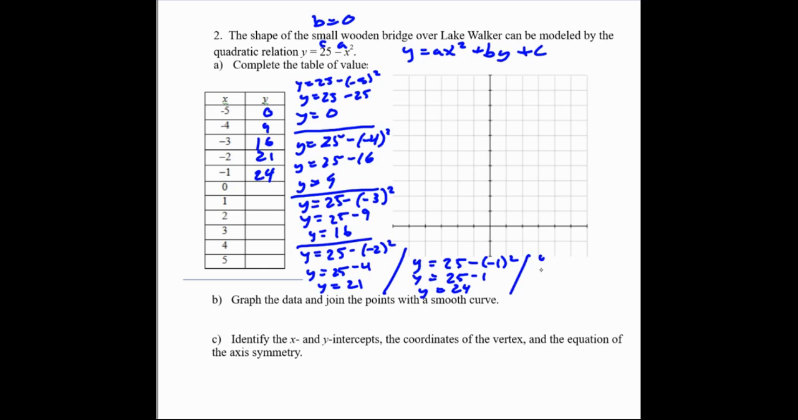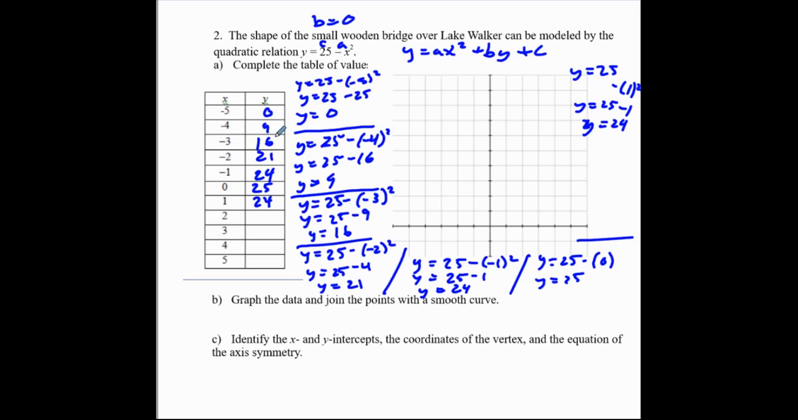Okay, now y equals 25 minus the squaring of 0, which is 0, so y equals 25. I guess we keep going here. Okay, so y equals 25 minus 1 squared, which is 25 minus 1. y equals 24. Okay, so now we see it start to rebound.